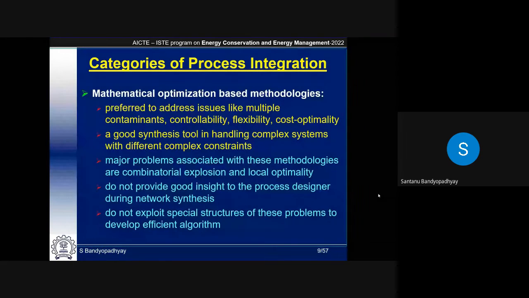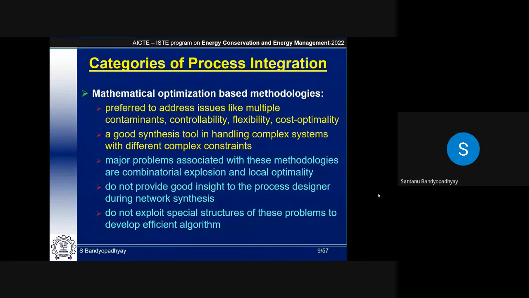It does not provide good insight, because finally it just gives you a solution. You have to take it, or else change something, run the entire program again, and then try to find out what is happening, or get the next best solution. It's very difficult to find a series of solutions from which you can choose. In many cases, these optimization problems can have a special structure, and this structure can be exploited and an efficient algorithm can be designed.